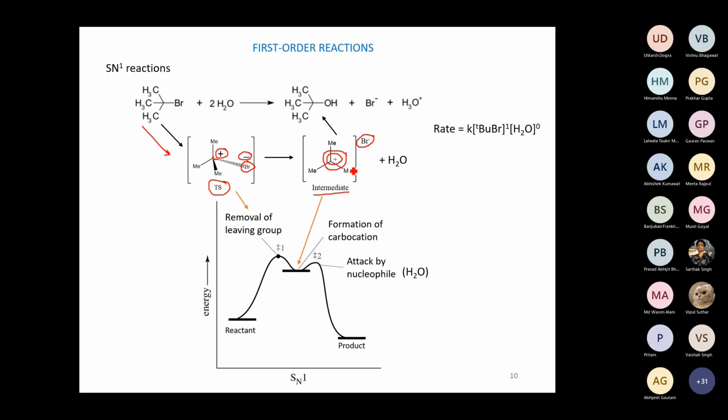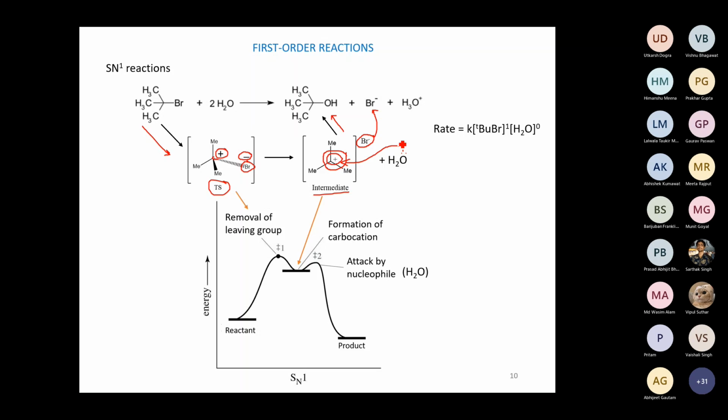After the carbocation intermediate is formed, water comes and reacts with the positively charged carbocation and gives the product, right? And this Br minus is liberated.